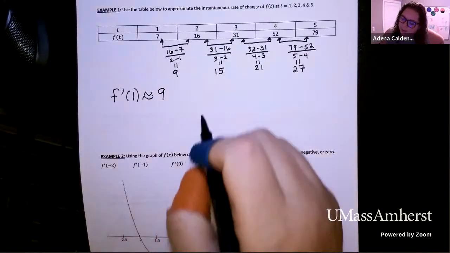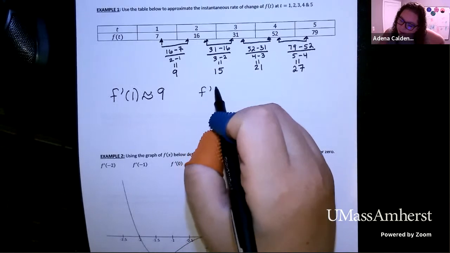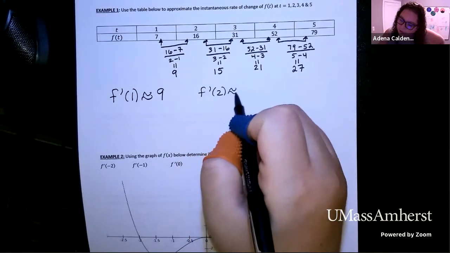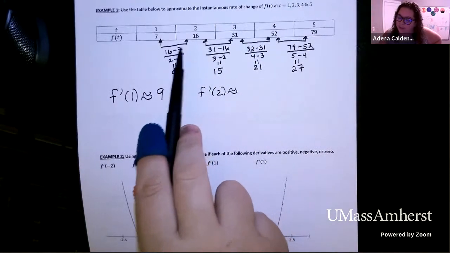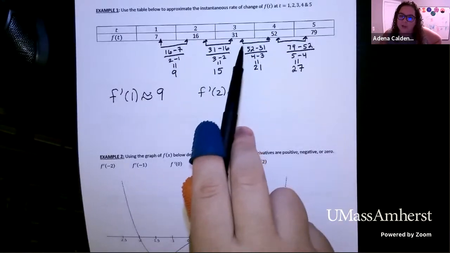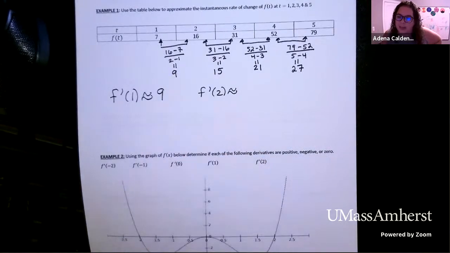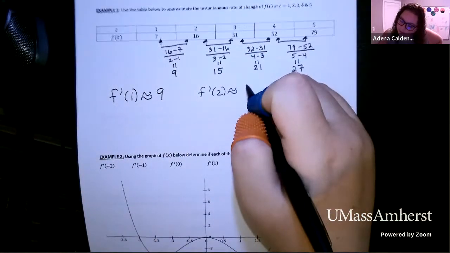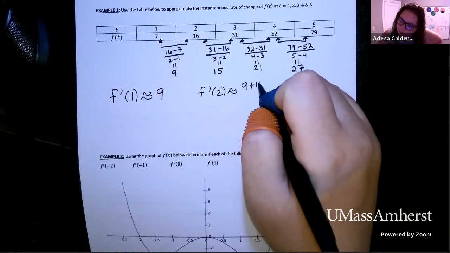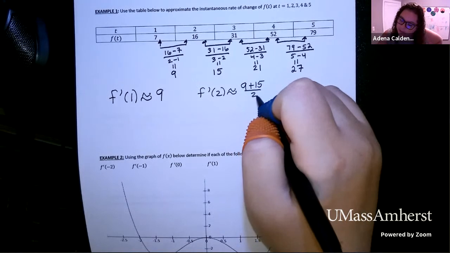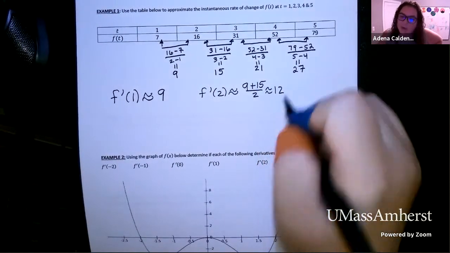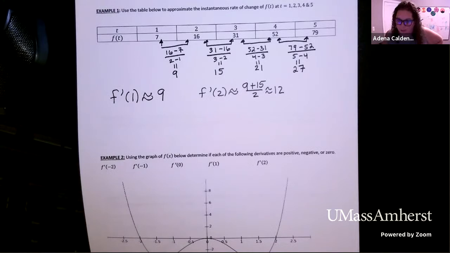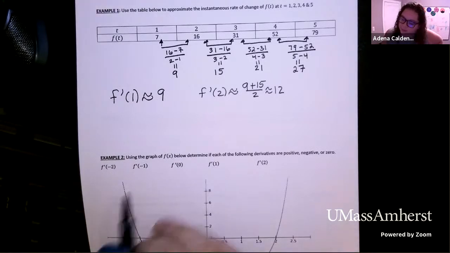Okay. However, when I approximate the instantaneous rate of change at 2, I do have the ability to have a left-hand approximation and a right-hand approximation. So I have 9 and 15. So this is where I'm going to average those two numbers. So I'm going to do 9 plus 15 divided by 2. And that's going to give me an approximation of 12. Okay. I'm going to circle back to that in a few minutes, but let's keep going here.